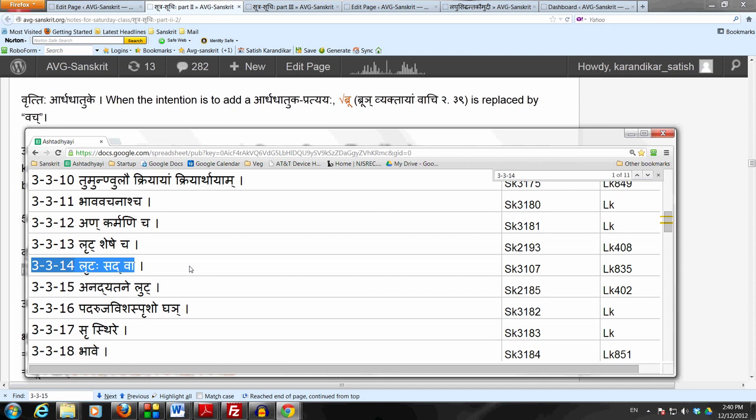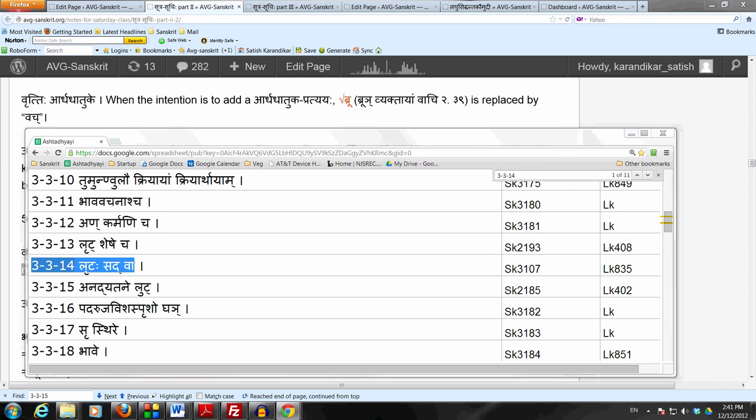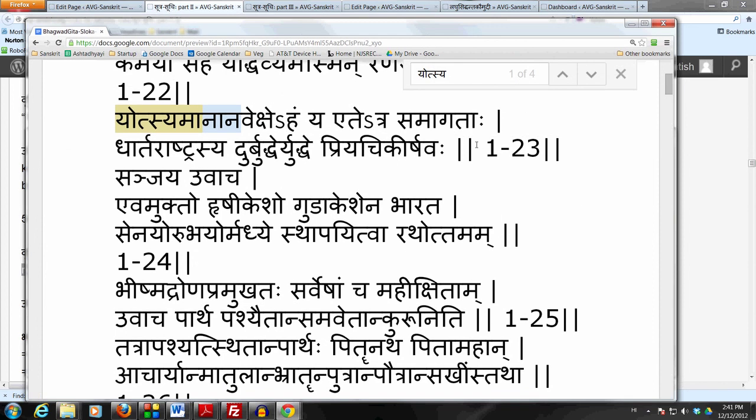That's an important point to remember, that the meaning of this participle form is someone who is about to do an action in the near future. And a beautiful example in the Bhagavad Gita is verse 23, chapter 1, Yotshyamanan aveksheham, Yotshyamanan, those who are about to fight, those who are going to begin fighting shortly, very soon. Okay, so now let's continue.